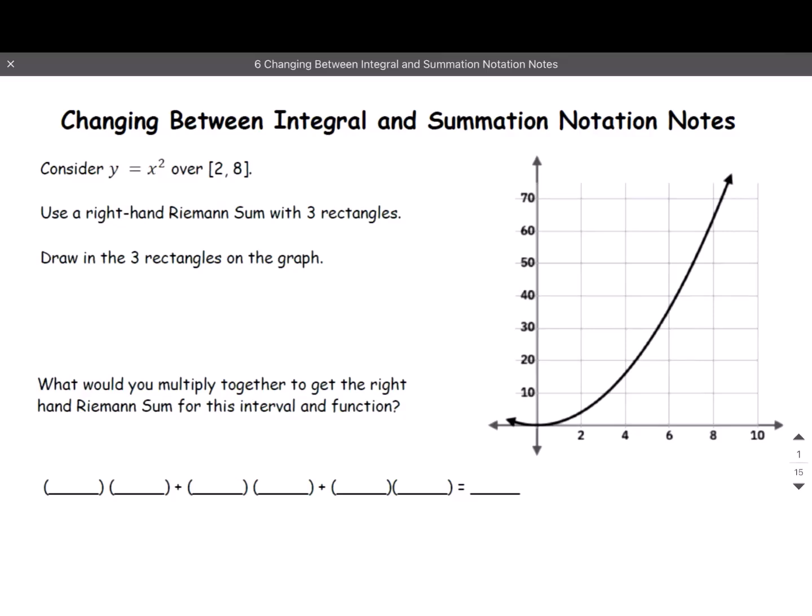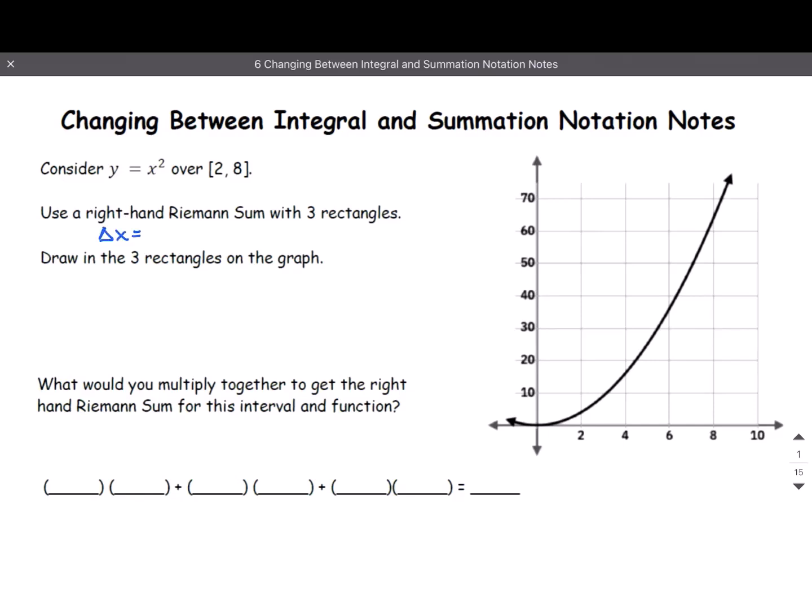Hi guys. Okay, so today we're going to look at changing between integral notation and summation notation. So we're going to start with a simple problem, y equals x squared on the closed interval from 2 to 8. We're going to use a right Riemann sum with 3 rectangles, and then we're going to draw the rectangles on the graph. So first thing we need to do is figure out what delta x is.